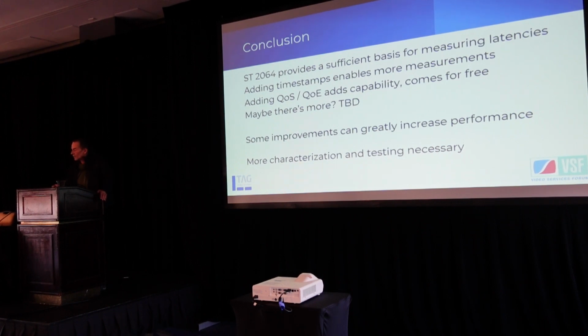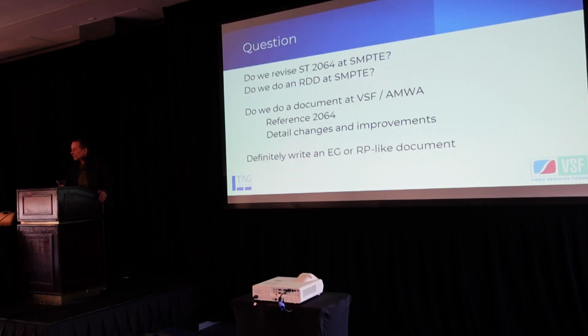And we've discovered some improvements can greatly increase the performance. We are, however, doing more testing and characterization to try and really make this thing super robust. Here's the question. Do we go back to SMPTE to revise 2064 with these improvements? Maybe we do an RDD because we don't want to go through the SMPTE time process, let's call it. Maybe we do a documented VSF or AMWA to reference 2064 and detail the changes and improvements there.